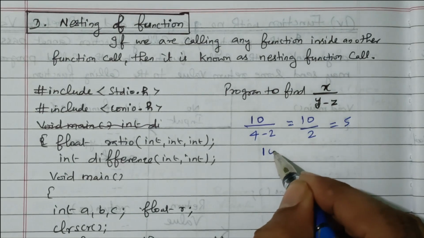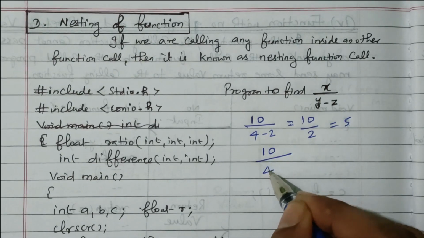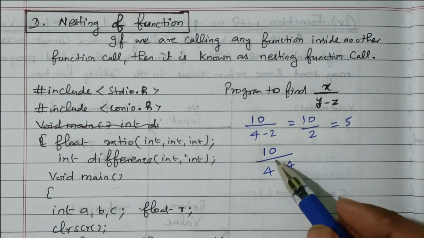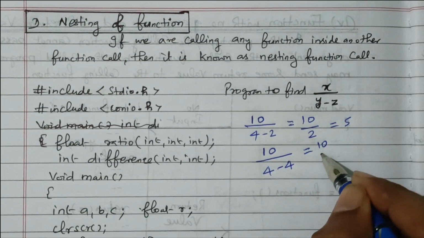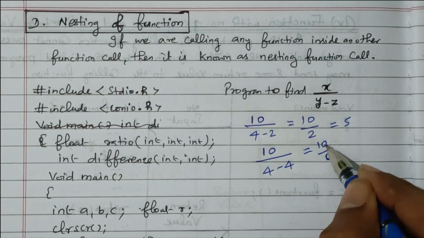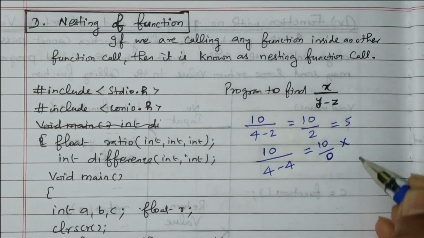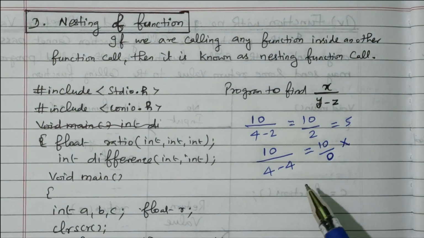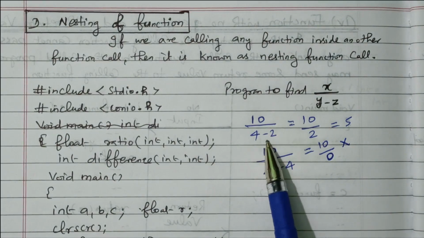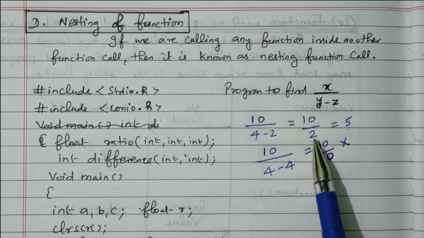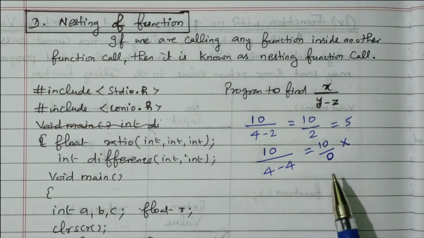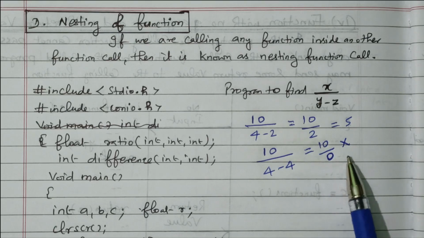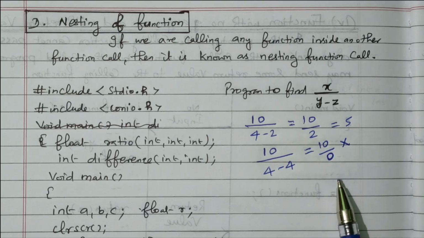We'll have one more example. 10 divided by 4 minus 4. X is 10, y also 4 and z also 4, means what will happen? 10 divided by 0. So in this case it is infinite. We cannot perform this function. So we have to check this value, whether this value is equal to 0 or not equal to 0. If it is not equal to 0, we can perform the operation. If it is 0, we cannot perform the operation, right? So we will go to this program.